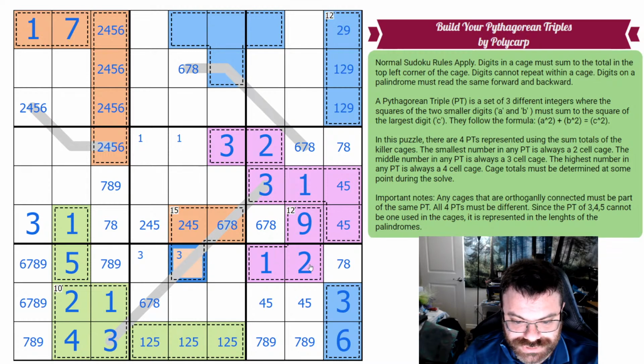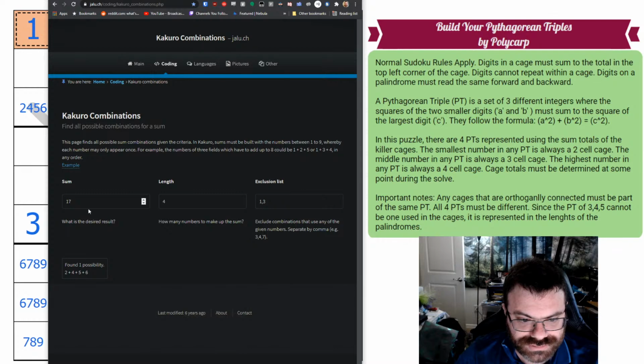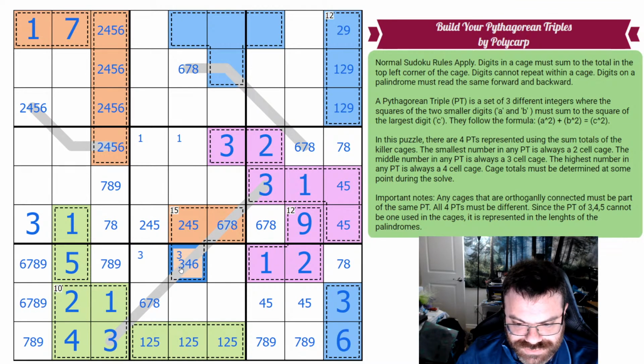This can't be 1 or 2. So this is minimum 3. Could be 4. We can't have another 6, 7, or 8 here. So for example, if this were 6, this would be minimum 7. Wait, that would work. 15 and 3. Not a 1. Oh, we could do 2, 6, 7. I was thinking that. This could be 6. But I don't think it can be, oh, it could be 7 with the 6. I don't think it can be 8 though.